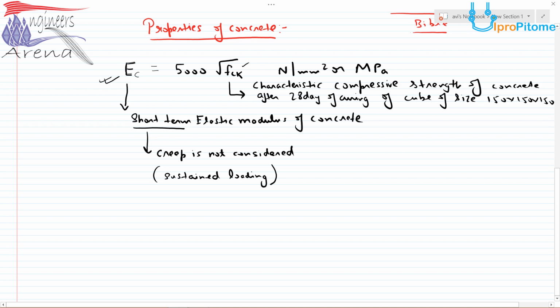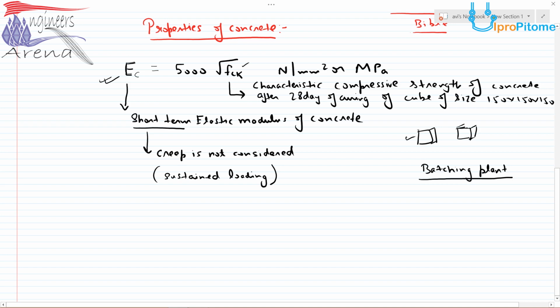Now another thing is FCK. We have seen the characteristic compressive strength of concrete after 28 days of curing of a cube of size 150 into 150 into 150 mm. These are various cubes which we prepare from a batching plant. Now here the term batching plant has come, so in very short I would like to tell what a batching plant is.